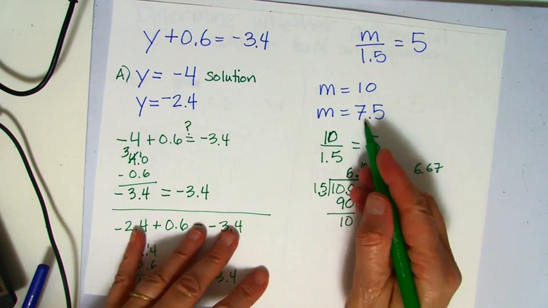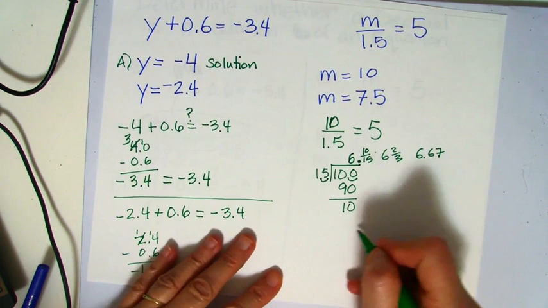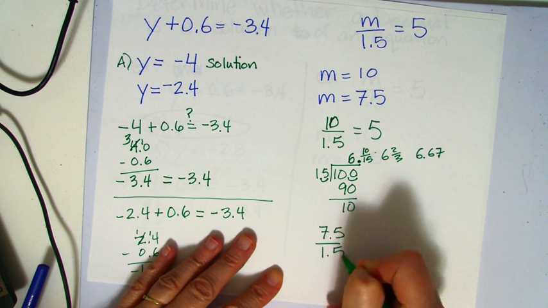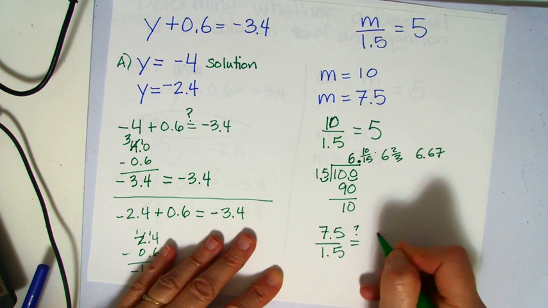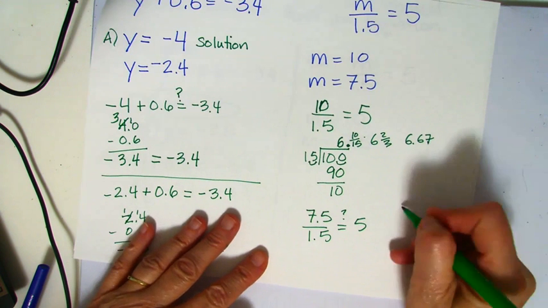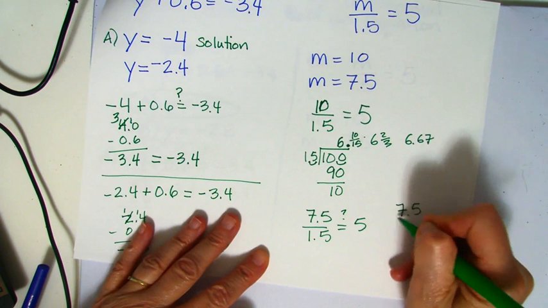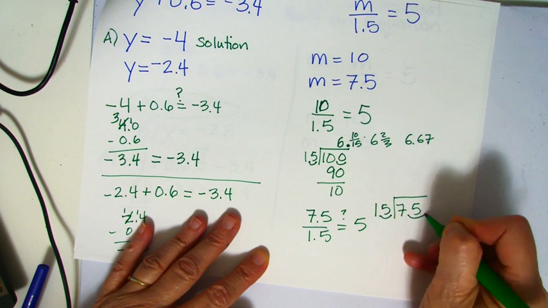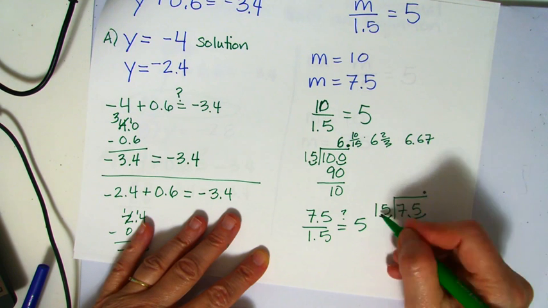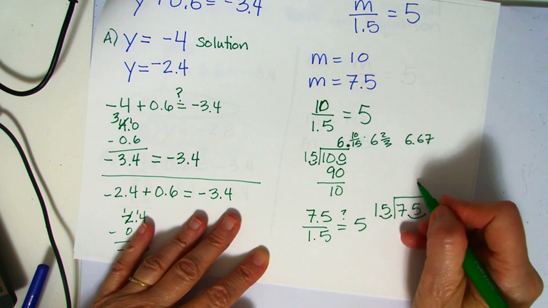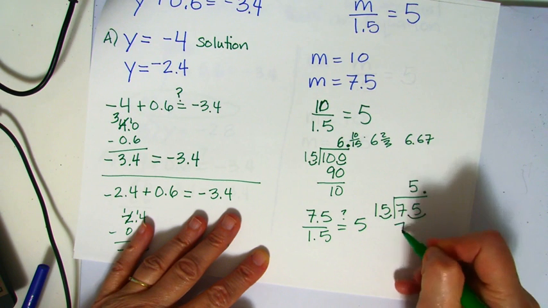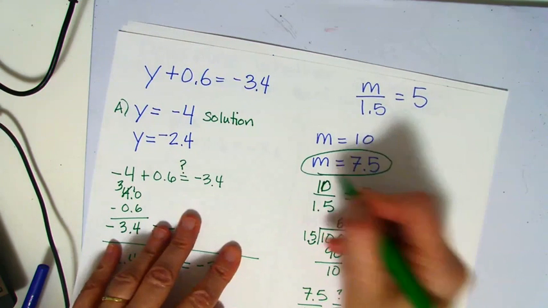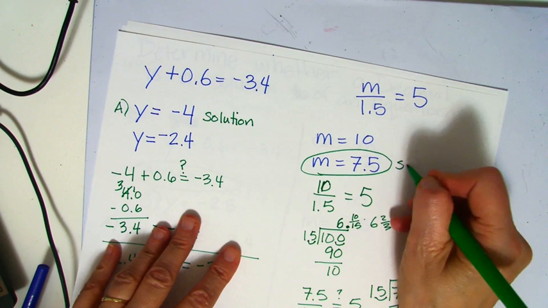Now let's try 7.5, or 7 5/10. So 7.5 over 1.5, does that equal 5? I'm going to divide 7.5 by 1.5. I need to move the decimal place over. 15 does go into 75 exactly 5 times. So m equals 7.5 is the solution.